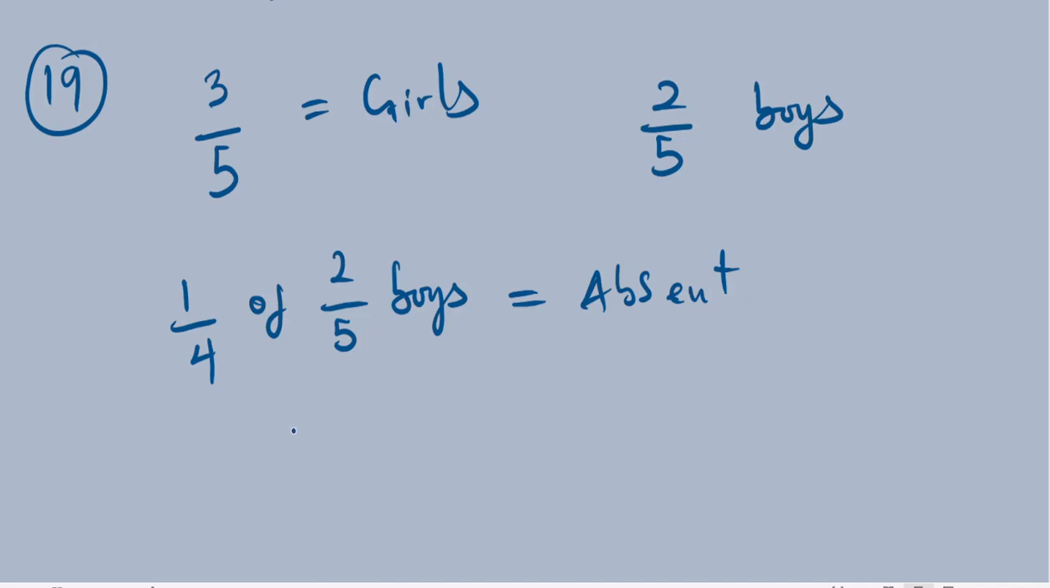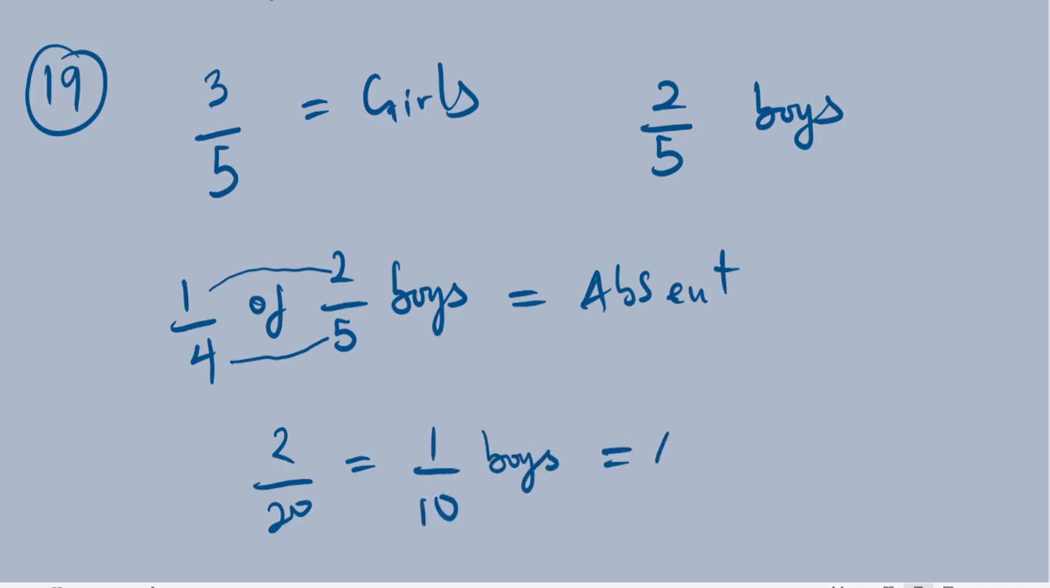When you are multiplying fractions, there's something I say: tit for tit and tat for tat. That is, numerator multiplies numerator, denominator multiplies denominator. So that gives you 2 over 20, which is 1 over 10. So 1 over 10 of the class were boys absent. Now they said 2 over 15 of the whole class were absent, and there were 9 boys present. So how many boys are in the class?